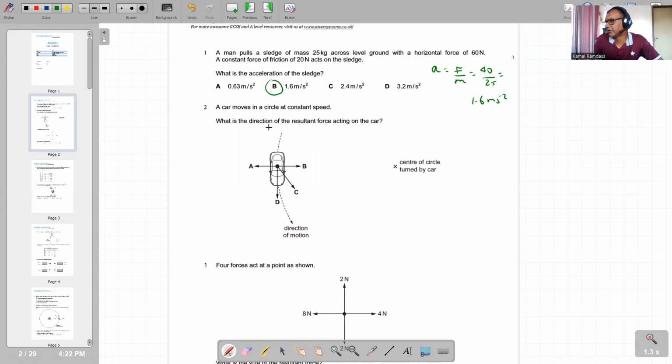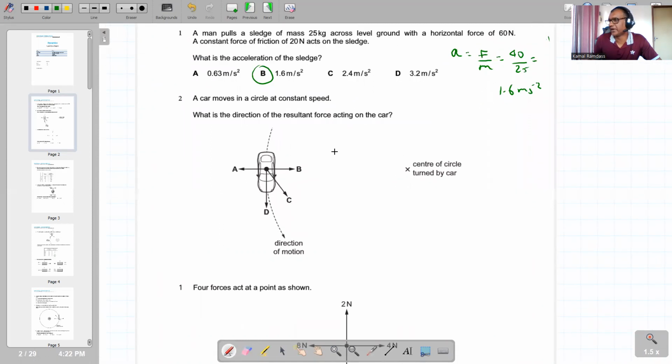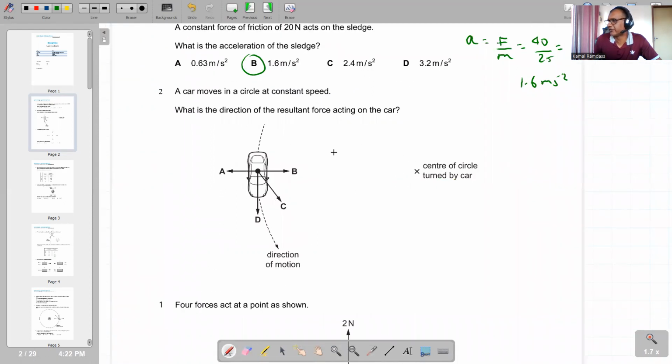A car moves in a circle at constant speed. What is the direction of the resultant force acting on the car? Bien sûr, centripetal force, c'est always act toward the center.